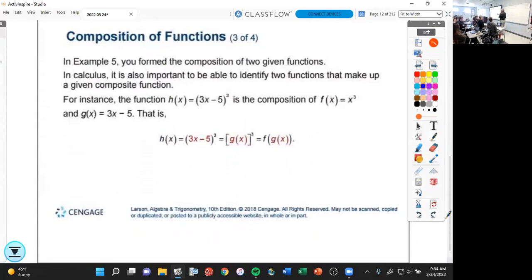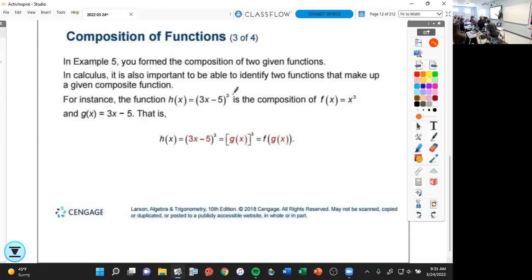Okay, so it says in example 5, which I don't know exactly what problem that was, you form the composition of two given functions. In calculus, it's important to be able to identify two functions that make up a given composition of functions. For instance, if h of x is (3x minus 5) cubed, it is the composition of f of x equals x cubed and g of x equals 3x minus 5. Can you see how those all relate together? If f of x is x cubed and g of x is 3x minus 5, can you see that this right here is g of x? And that g of x value is cubed. Okay, so that would be f of g of x.